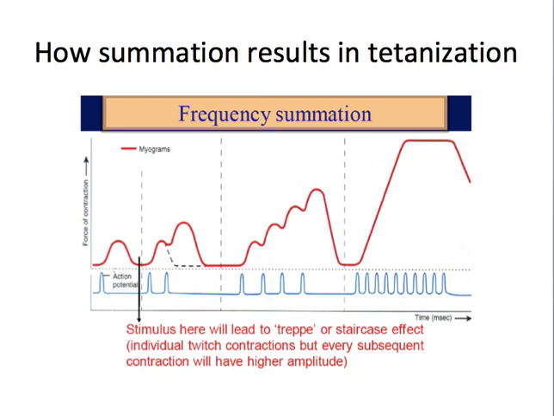A cause of the staircase effect is the increased availability of calcium, because some calcium ions of the first contraction remain in the cytoplasm when the second contraction begins, thereby causing the second contraction to be stronger than the first.